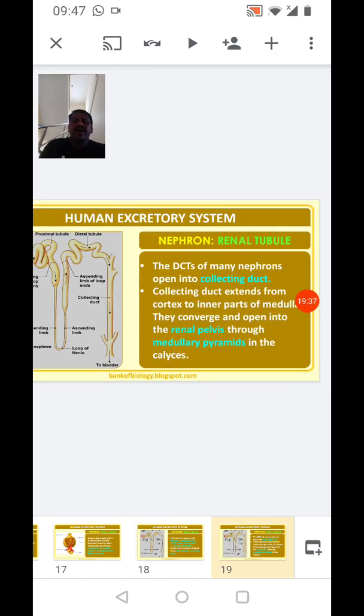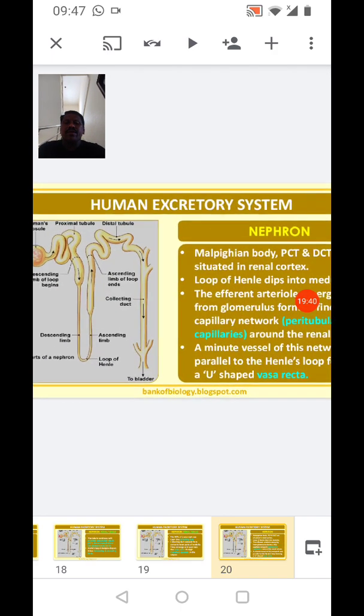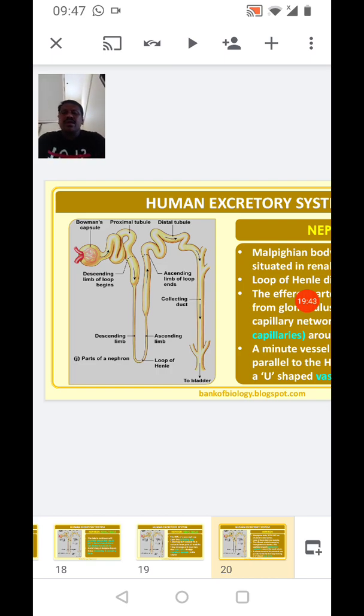Okay, and here you should also remember one important thing: this Malpighian capsule, PCT, DCT, initial collecting duct, all these are located in the cortex of the kidney, whereas the loop of Henle is located in the medulla. Understood? Bowman's capsule, PCT, DCT, initial collecting duct are located in the cortex, whereas loop of Henle and straight collecting ducts are arranged in the medulla.